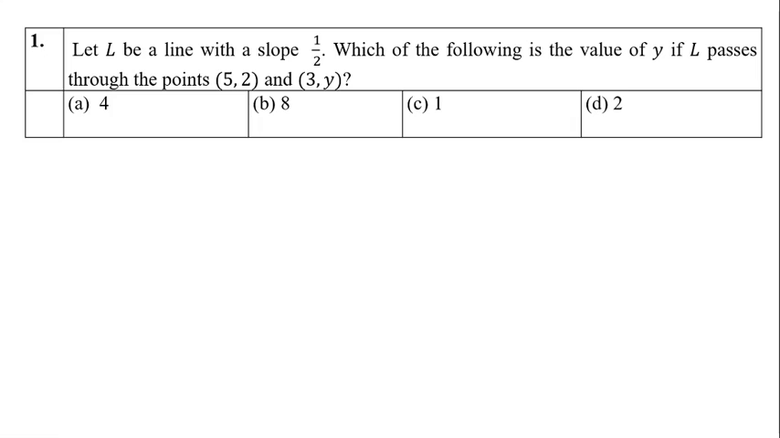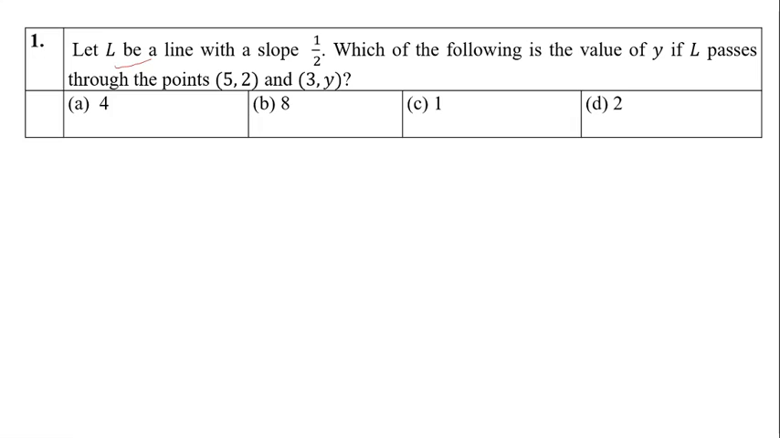Worksheet 3.1. Let L be a line with a slope 2 over 1. Which of the following is the value of y if L passes through the points (5, 2) and (3, y)?